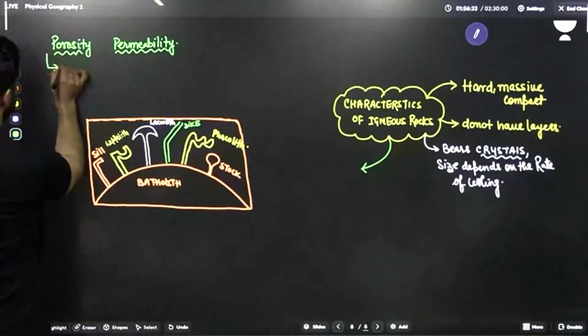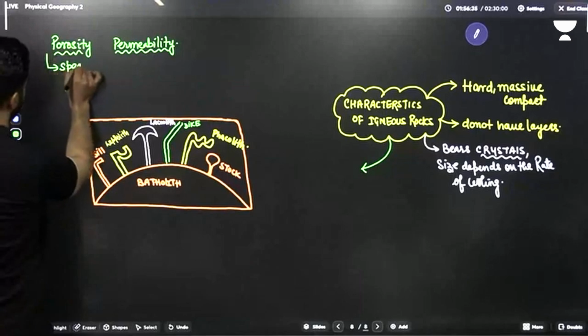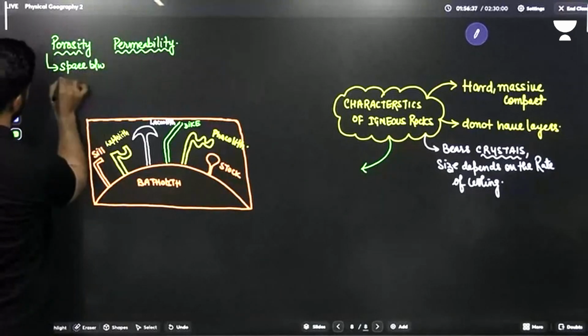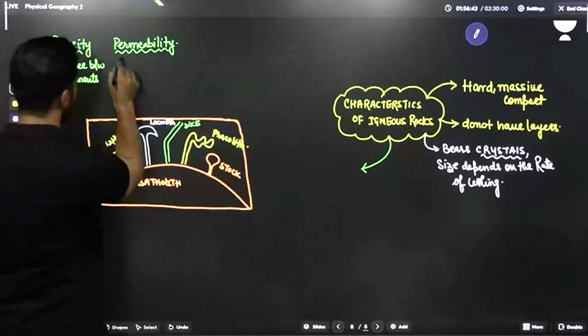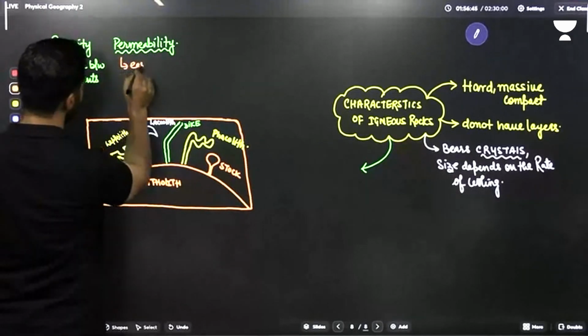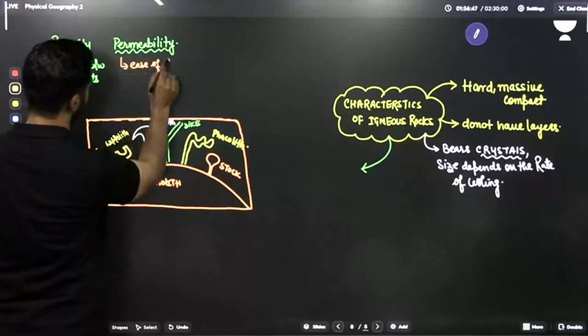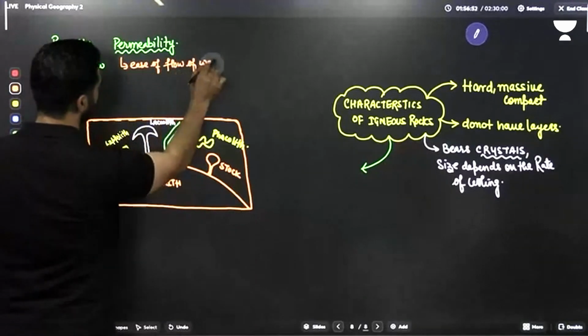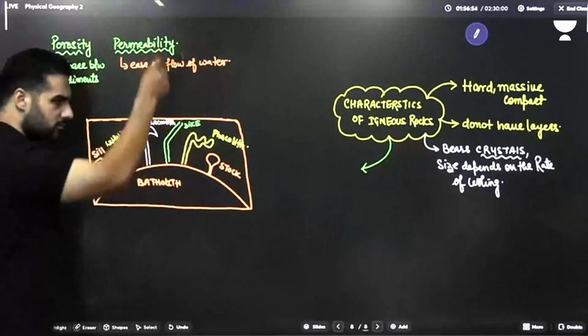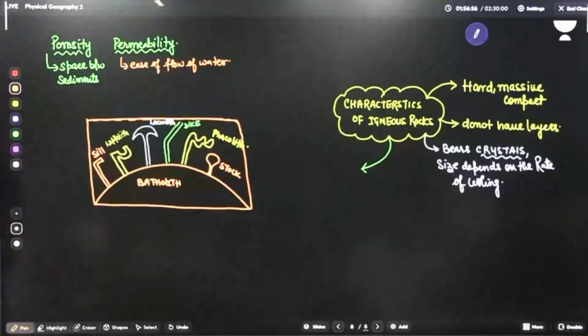So porosity is the space between sediments. Permeability क्या है? It is the ease of flow of water. What I mean by this? How water can easily percolate down. How easily the water can percolate down.